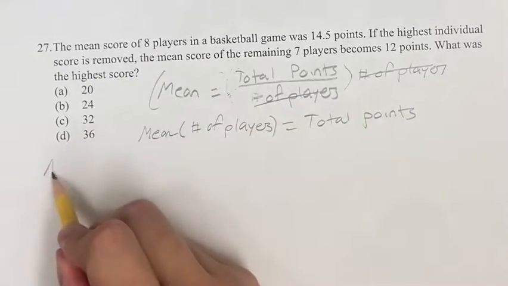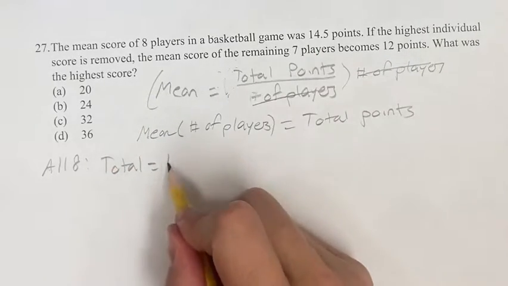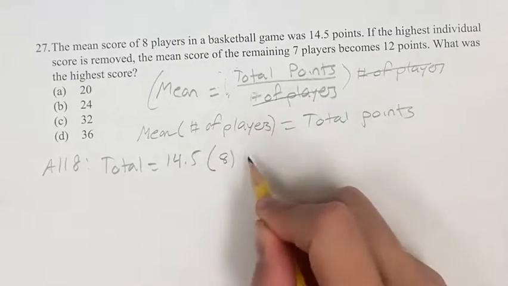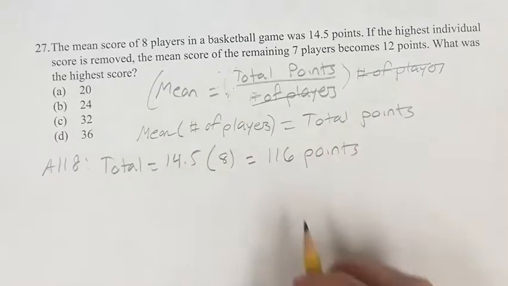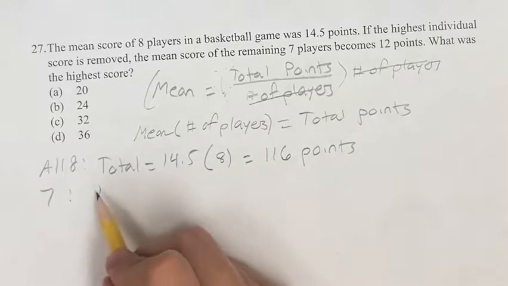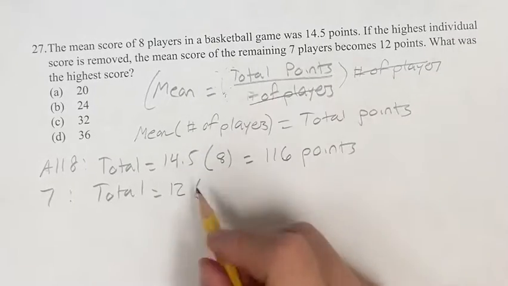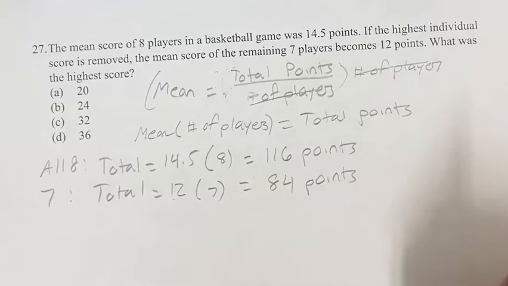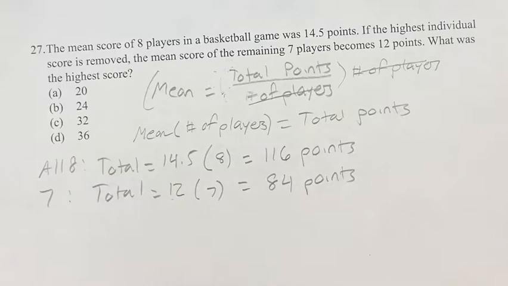So when we talk about all 8, the total is going to be equal to the mean, which is 14.5, times the number of players, which is 8, and this is 116 points. Just plug that into your calculator, you'll get 116. And the 7 players, their total, similar thing, their mean is 12, times 7 is their number, is going to give you 84 points.